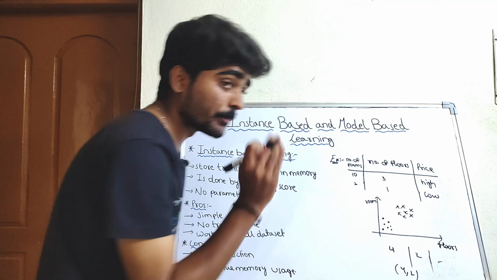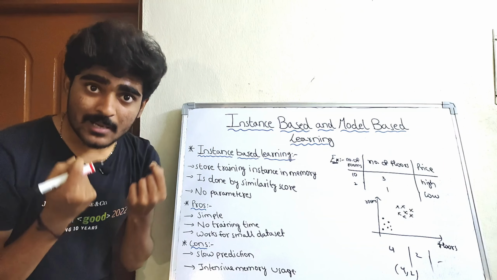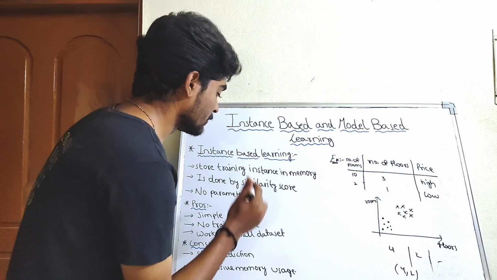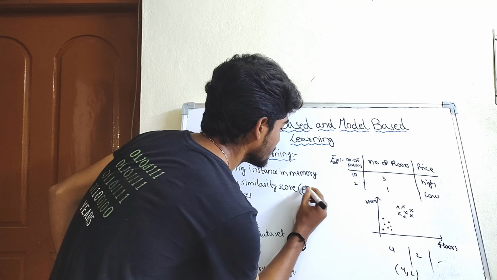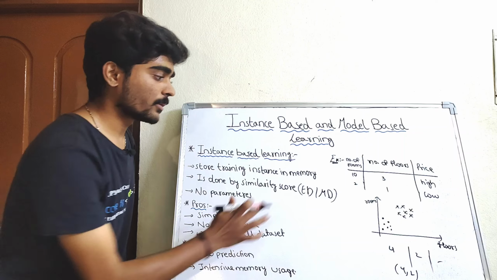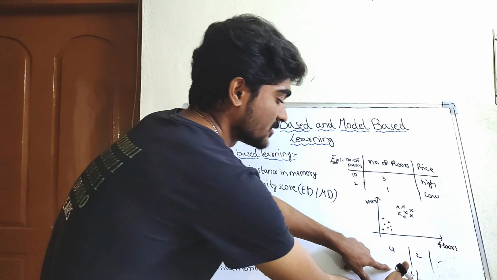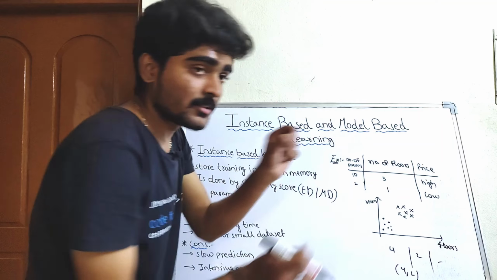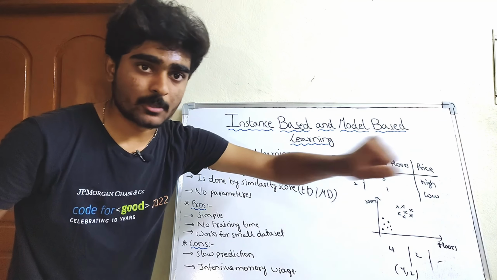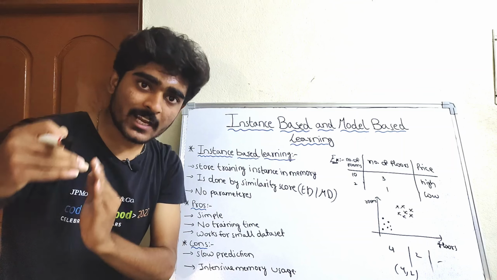How will we compare? By similarity score. The metric we use is similarity score. The similarity score can be Euclidean distance or Manhattan distance. We take this data point and calculate the similarity score with each of these data points. If you have 1 lakh data points, we compare with all 1 lakh data points.